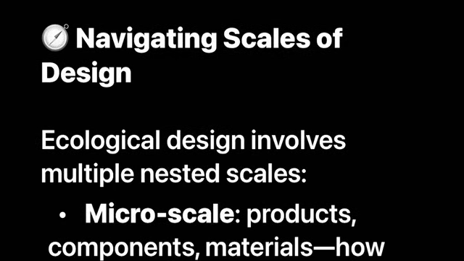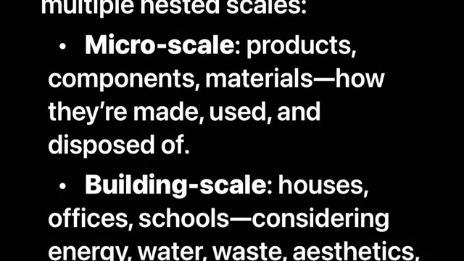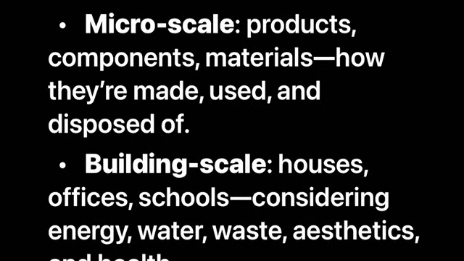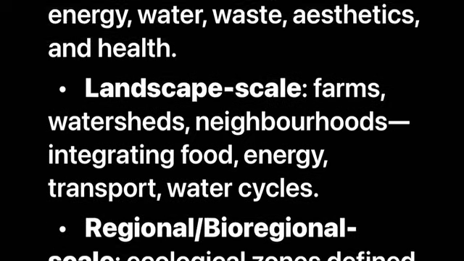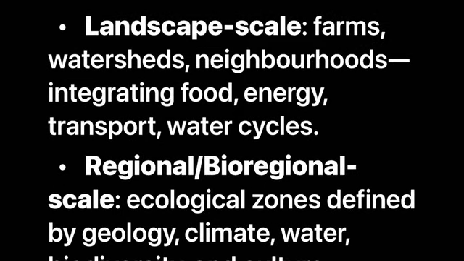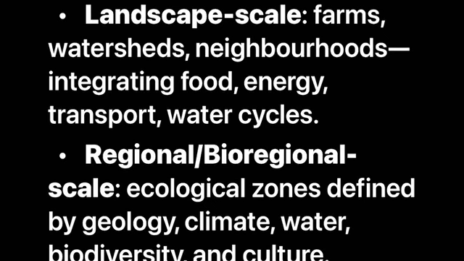Navigating scales of design. Ecological design involves multiple nested scales. Microscale: products, components, materials, how they're made, used, and disposed of. Building scale: houses, offices, schools, considering energy, water, waste, aesthetics, and health. Landscape scale: farms, watersheds, neighborhoods, integrating food, energy, transport, water cycles. Regional, bioregional scale: ecological zones defined by geology, climate, water, biodiversity, and culture.